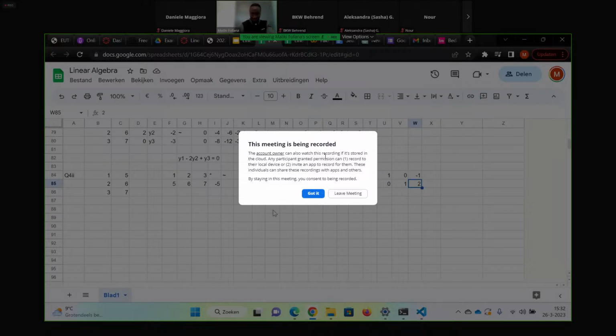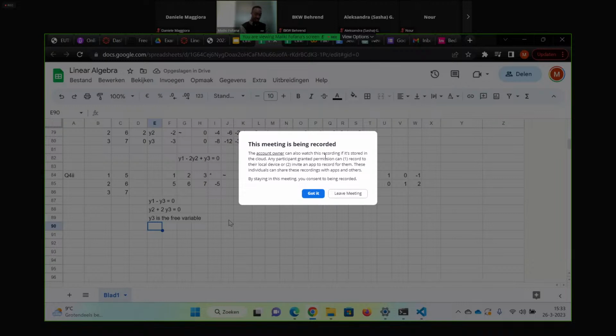So in that case, I can go down here. I'm just taking this over, in terms of y1 minus y3 equals 0, and y2 plus 2y3 equals 0. And then I know that my y3 is the free variable, right? So far, so good.